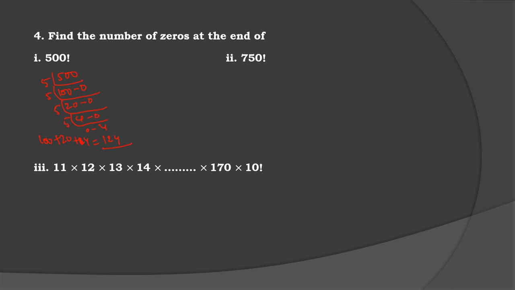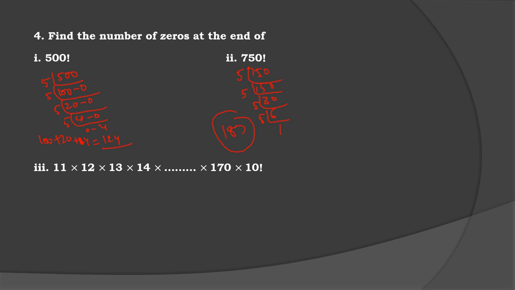So next one, 750. So 750 successive divisibility with 5. Here it is 150 times, remainder 0. Next, 5 in 150 is 30 times. We don't have any use with remainders, so skip them. Then 5 in 30: 6 times. In 6, 5 how many times? 1 time. So 150 plus 30 plus 6 plus 1, total equals 187. So 187 zeros at the end of this expression.